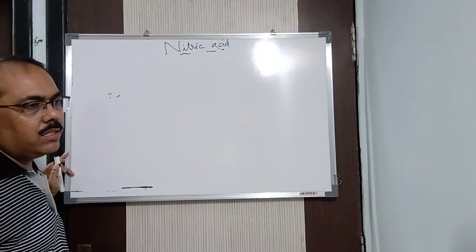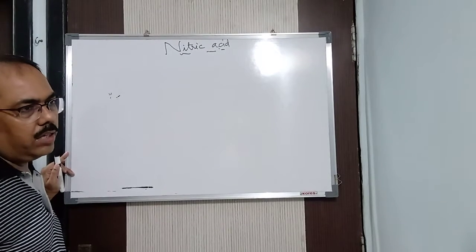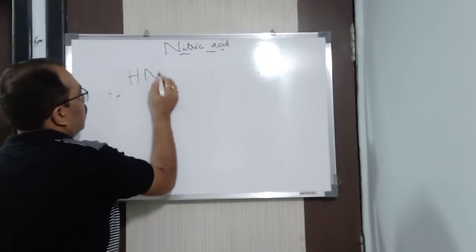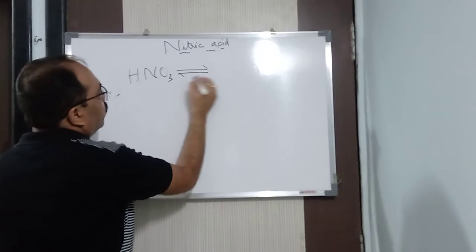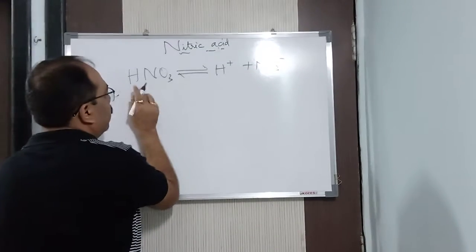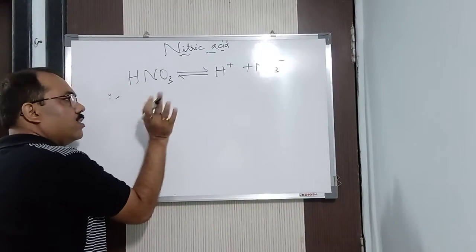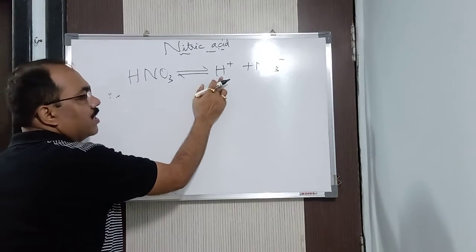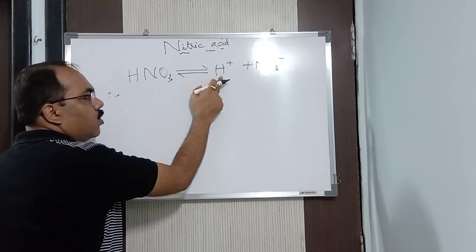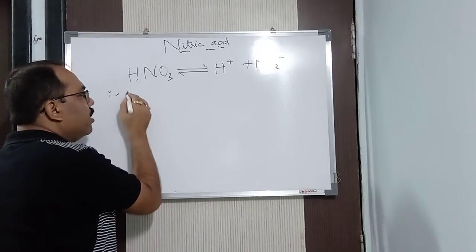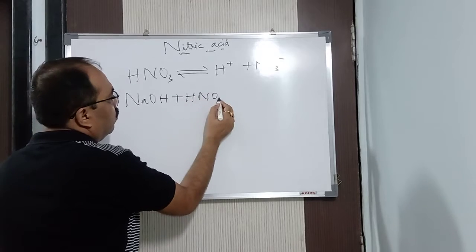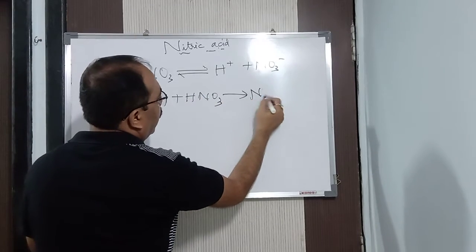Next is dilute nitric acid. It gives you H plus ions. HNO3 decomposes to give you H+ plus NO3-. This is dilute. Nothing is written means it is always understood to be dilute. Because it is a monobasic acid, one H plus ion is given. So it will react with bases like NaOH: NaOH reacts with HNO3 to give you NaNO3 plus water.